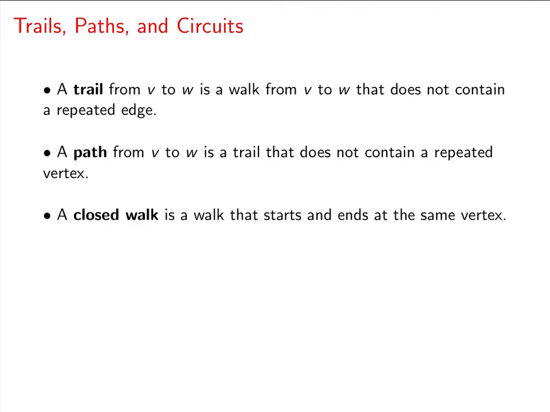A closed walk is a walk that starts and ends at the same vertex. That's the kind of walk I take when I walk my dogs. I start at my house, I walk around the neighborhood, and then I end at the same place, back at my house.